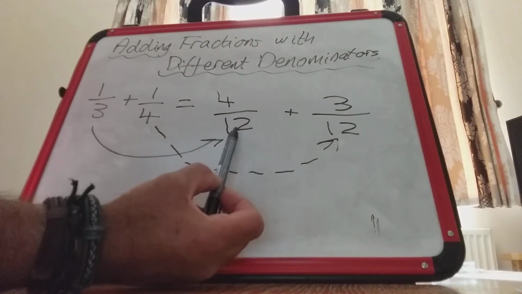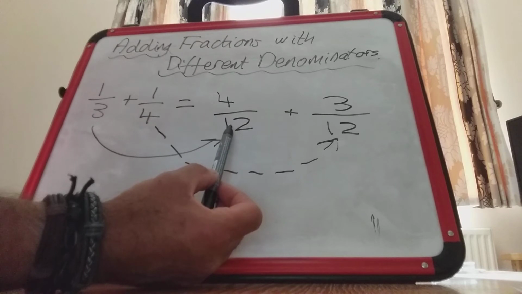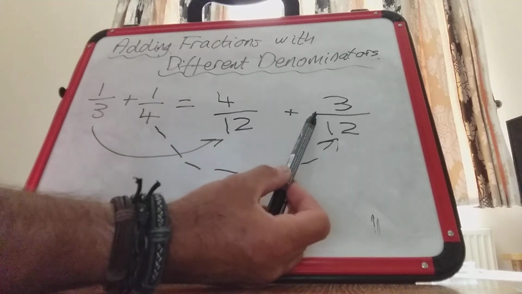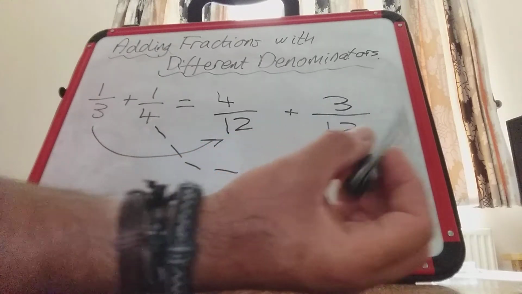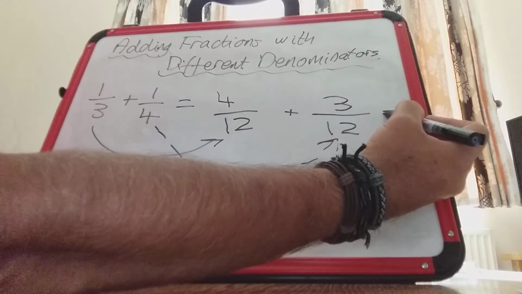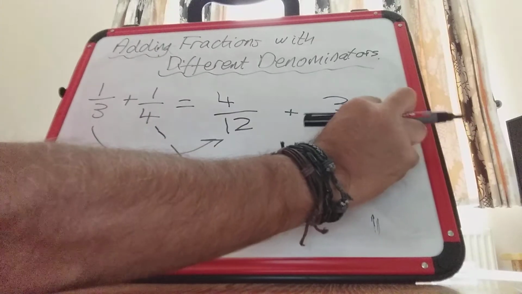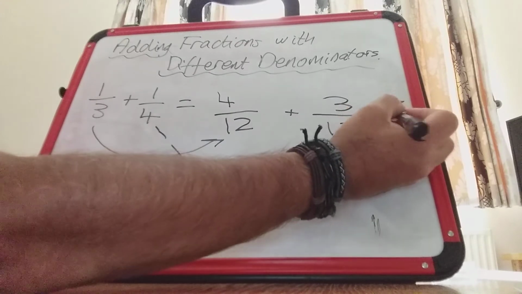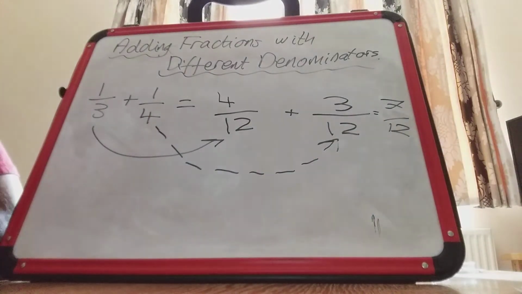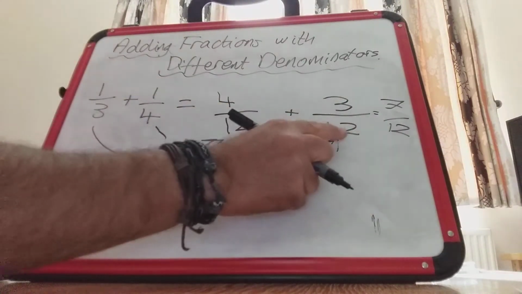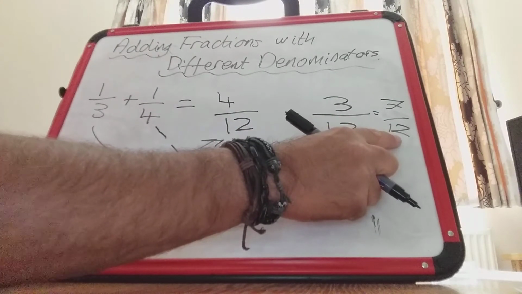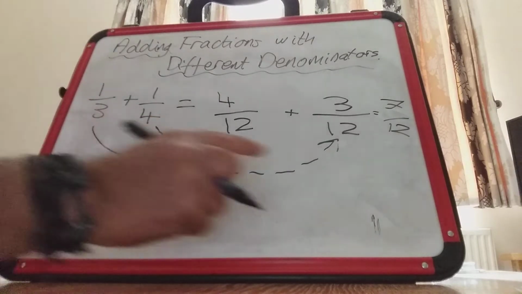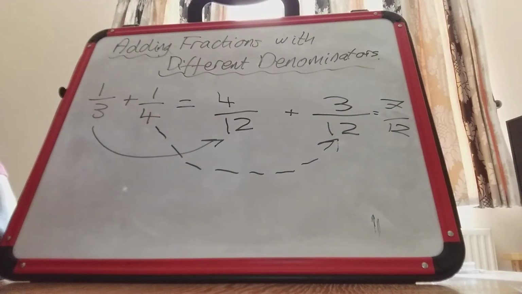So now, because they've got the same denominator, you've got 4/12 plus 3/12. Well, 4 plus 3 is 7. So therefore, the answer equals 7 and 12 on the denominator. So 4/12 plus 3/12 is 7/12. But if you go back to the original question, 1/3 plus 1/4 is 7/12.